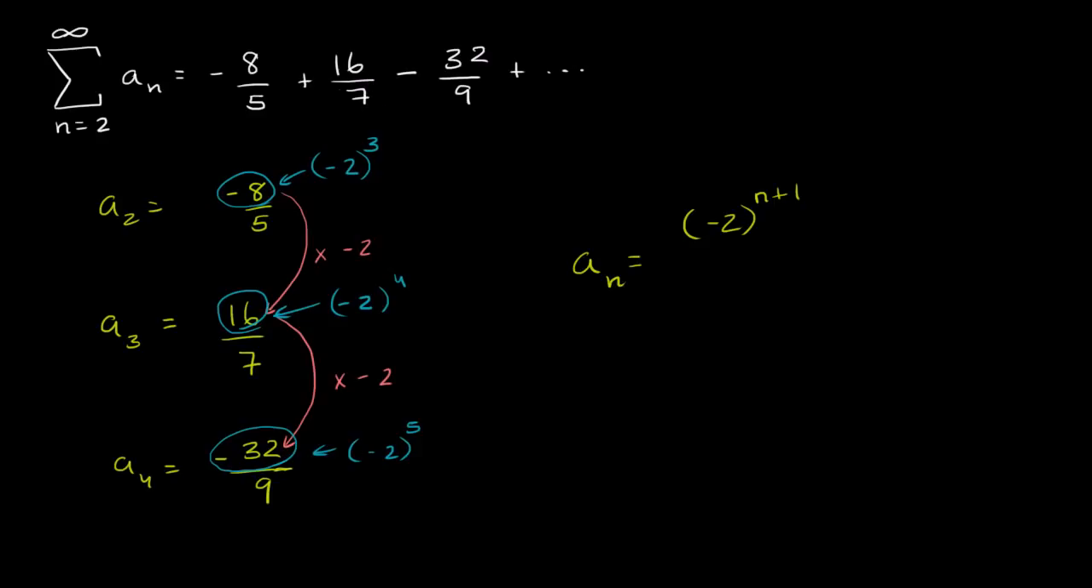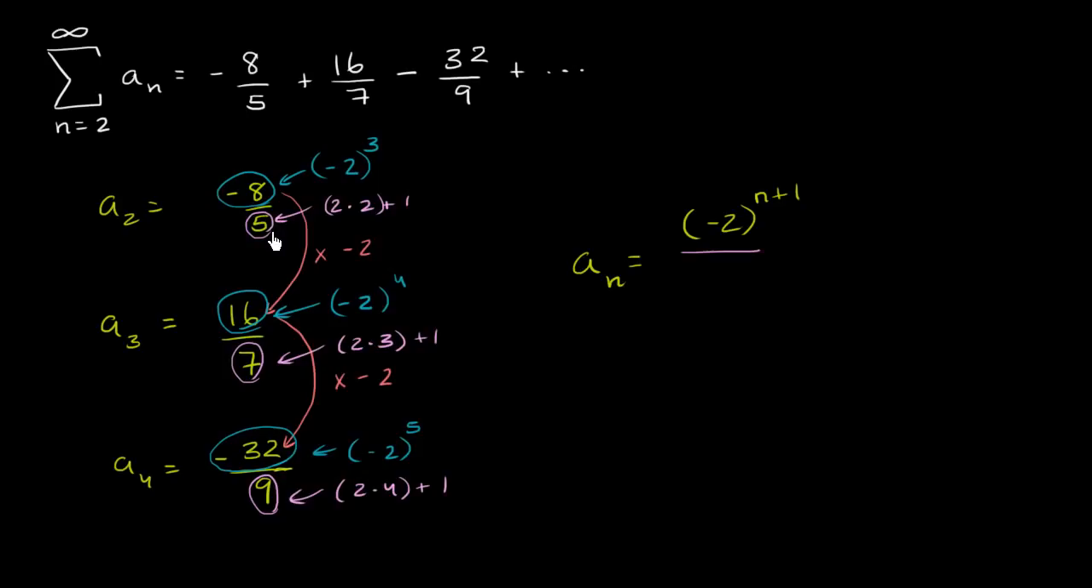Now let's think about our denominators. So when n is 2, we're at 5. When n is 3, we're at 7. When n is 4, we're at 9. So notice, 5 is 2 times 2 plus 1. This right over here is 2 times 3 plus 1. This right over here is 2 times 4 plus 1.